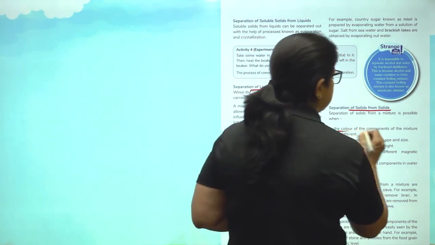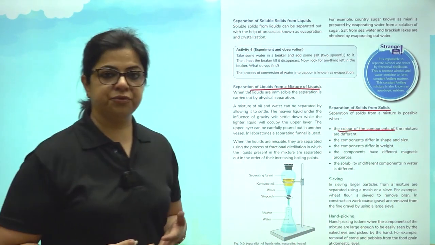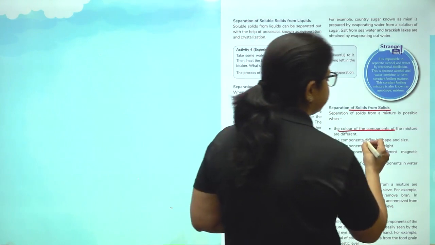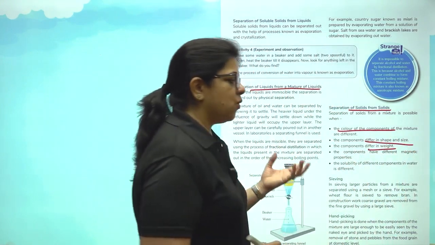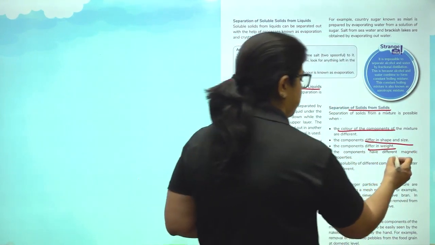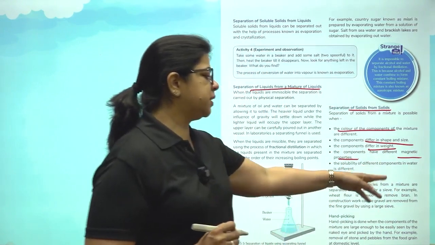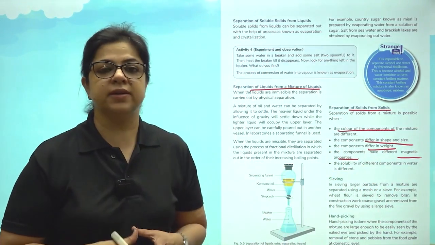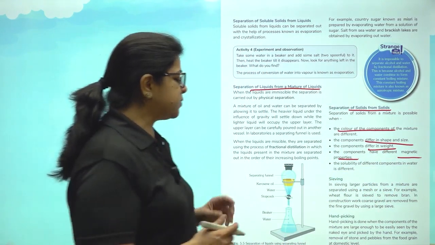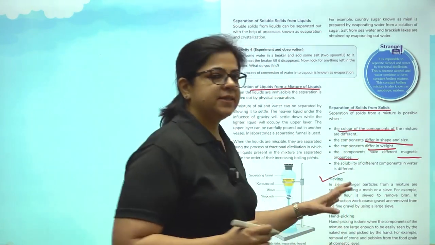Number one, color of components of the mixture should be different. The different components should differ in shape and size, in weight, in magnetic properties, and the solubility of different components in water is different. Let us first take the example of sieving.